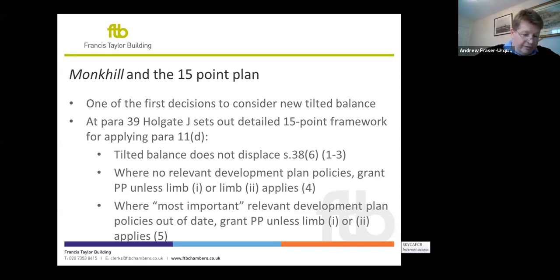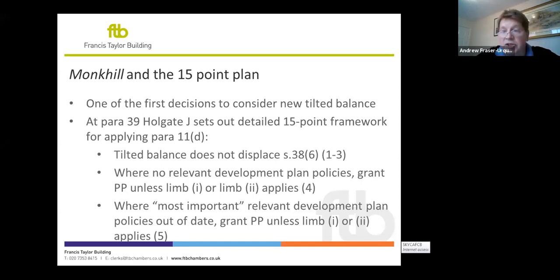Secondly, 11C, if the proposal accords with an up-to-date development plan, grant permission without delay. Well, fair enough, fairly obvious. And then where it doesn't accord, the flip side of that, planning permission should be refused unless material considerations indicate otherwise. Again, a restatement of the norm, the presumption in 38.6, but again, heavily modified in my suggestion by the way in which the framework actually operates and what the framework says.